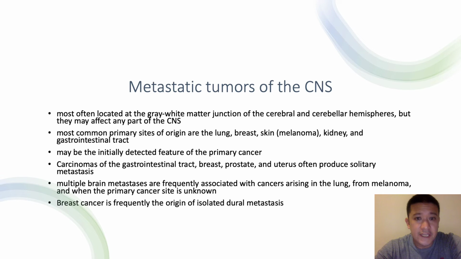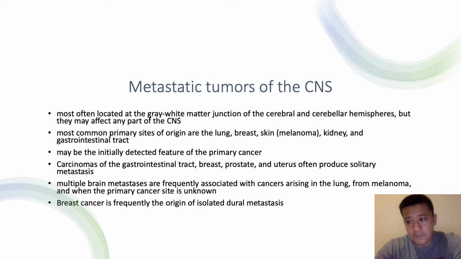So the CNS is also plagued by metastatic tumors coming from different parts of the body. Now these are often located at the gray and white matter junctions of the cerebral and cerebellar hemispheres, but these may affect any part of the CNS. The most common primary sites of origin are the lung, breast, skin, kidney, and GI tract. And oftentimes, the CNS tumor may be the initially detected feature of the primary cancer.